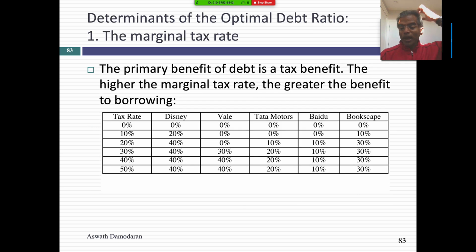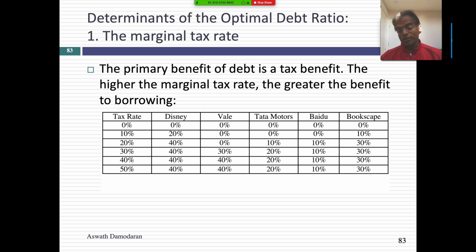Now let me go back to my optimal debt ratios and talk a little bit about why the optimals were different for my companies. If you remember, the optimal debt ratio I got for Disney was 40%, for Vale was 30%, Tata Motors was 20%, for Bookscape was 10%. Why different for different companies? Or Baidu was 10%, Bookscape was 30% again. Why the debt ratio is different?